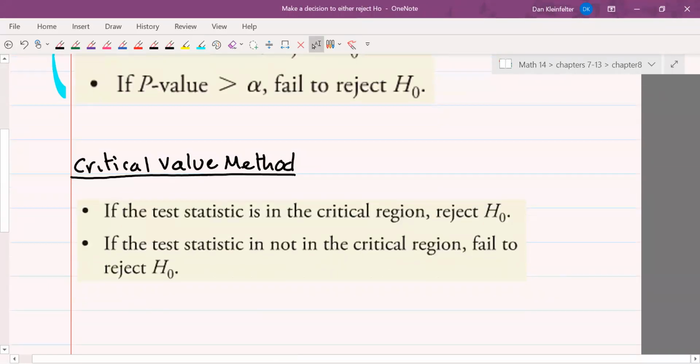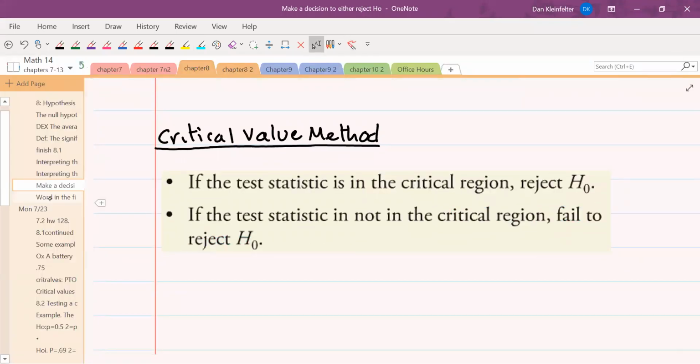The critical value method: if we calculate the test statistic, is it in the tail, whichever tail we're talking about? Is the test statistic in that critical region, what I was drawing as yellow before? If it is, then you'd reject the null hypothesis. If the test statistic doesn't fall in that critical region, then don't reject the null hypothesis.